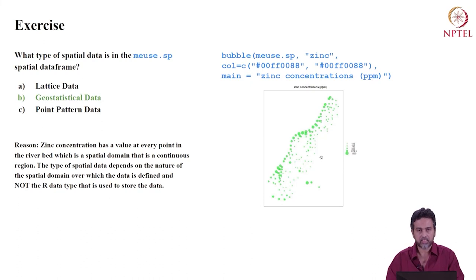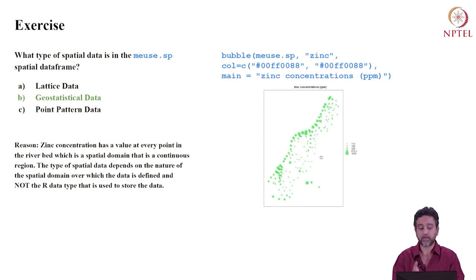Just a small exercise that I want to leave you with. I want to ask you what type of spatial data is contained in the muse.sp spatial data frame. So think about it for yourself for a few minutes and come back and I will give you the answer. The answer is already on the slide. It is geostatistical data. And the reason for that is, remember that geostatistical data is defined on a continuous domain. And zinc concentration has a value at every point in the riverbed. So the riverbed is a continuous domain.